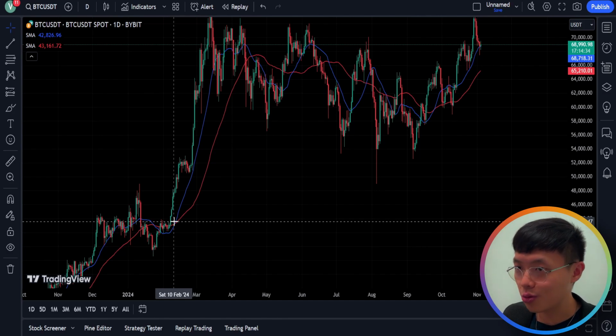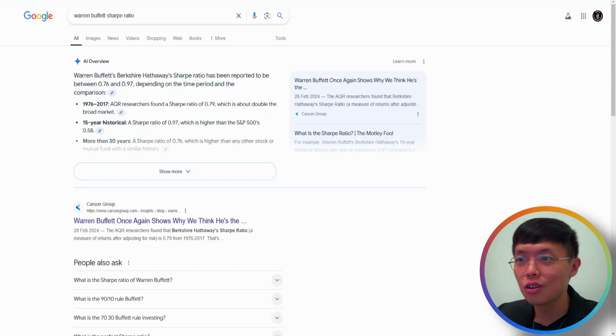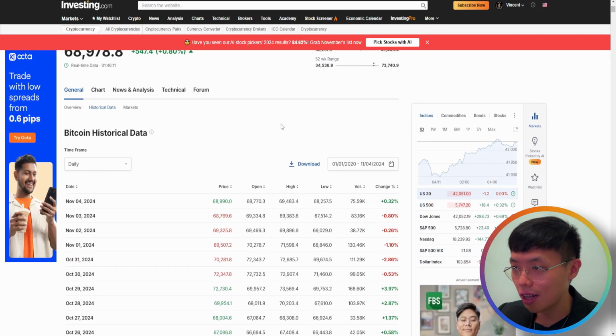So when the price goes upward, indicating a bull trend, we will buy Bitcoin, or we're gonna long Bitcoin. We're gonna backtest it on Bitcoin price, and we're gonna see how much Sharpe ratio we can actually get, and can we actually beat Warren Buffett's 0.76 to 0.97? So in order to do that, we need to download some data.